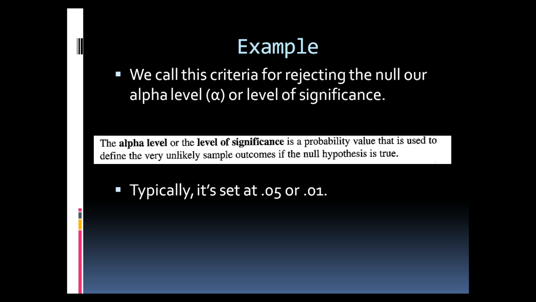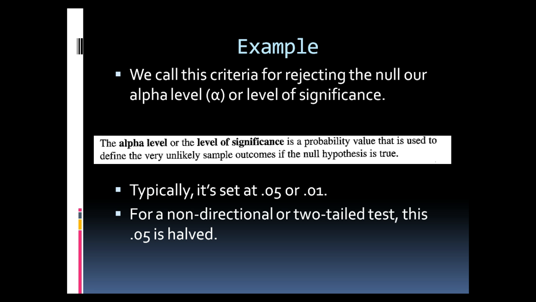We call this criterion for rejecting the null our alpha level or level of significance. From the textbook, the alpha level or level of significance is a probability that is used to define the very unlikely sample outcomes if the null hypothesis is true. So you set what your alpha level is going to be. It's typically set at 0.05 or 0.01. Those are just kind of heuristics. For a non-directional test, this 0.05 is split in half, so you have 0.025 on the lower end and 0.025 on the upper end.